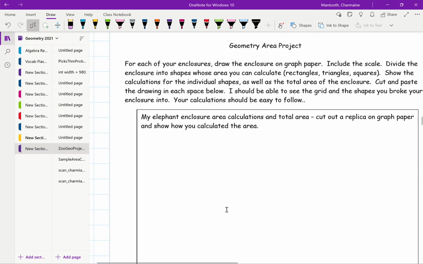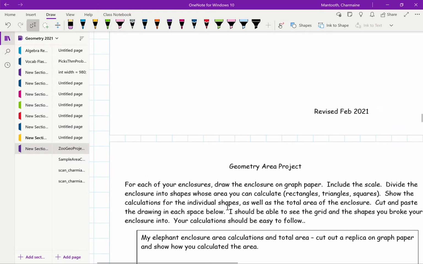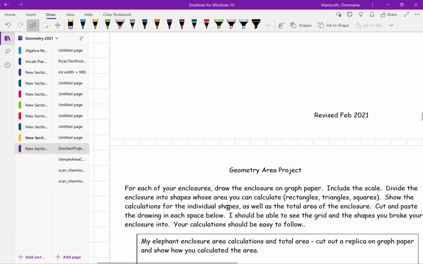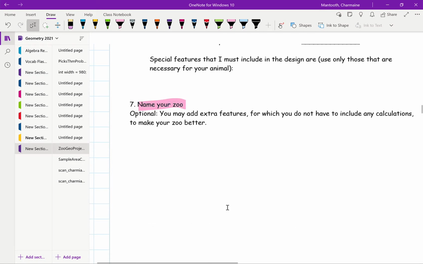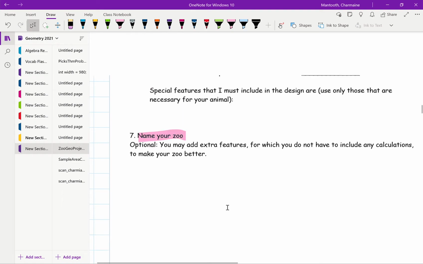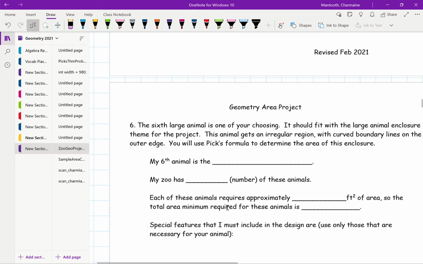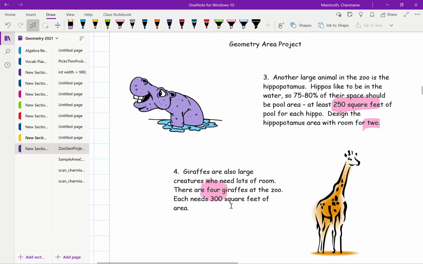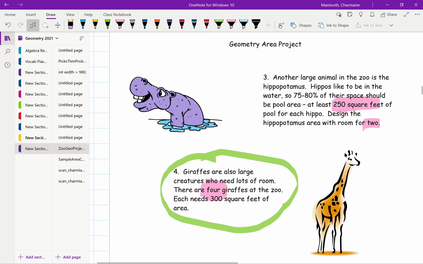I do give you a place to lay out your area calculations, which you're going to reproduce each one of your areas and show me how you find the total area of each enclosure. But make sure that you're reading the specifications about how many animals you have for the enclosure, what's the minimum square footage for each one of them, and those are minimums.